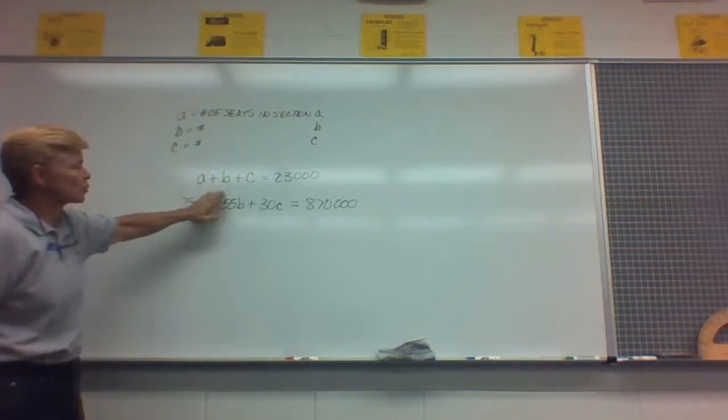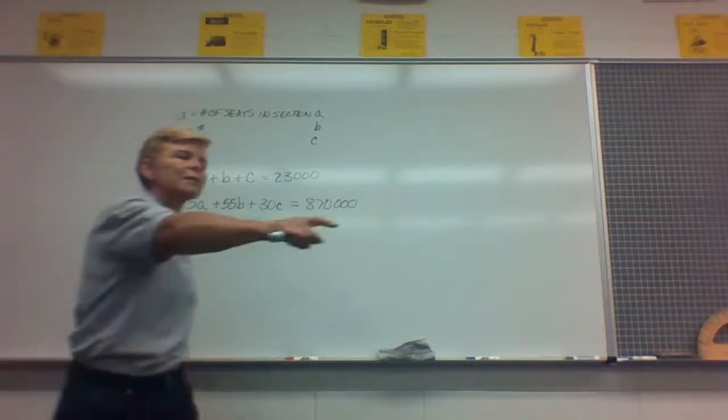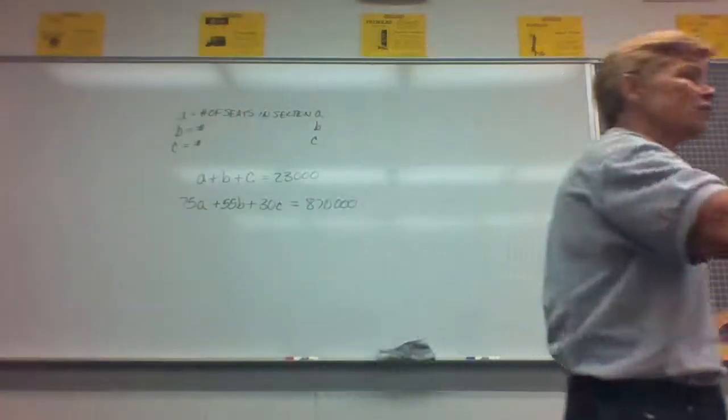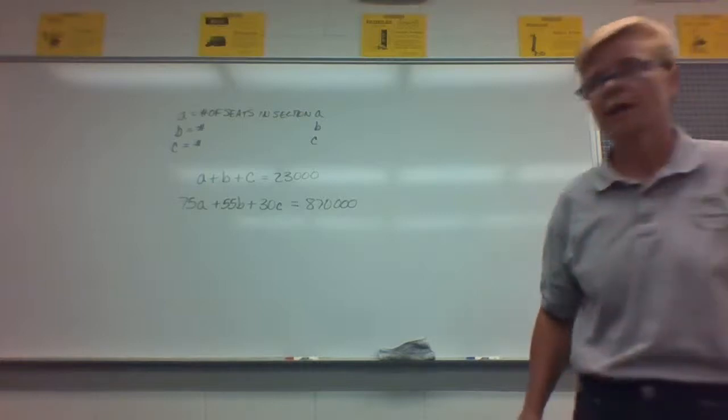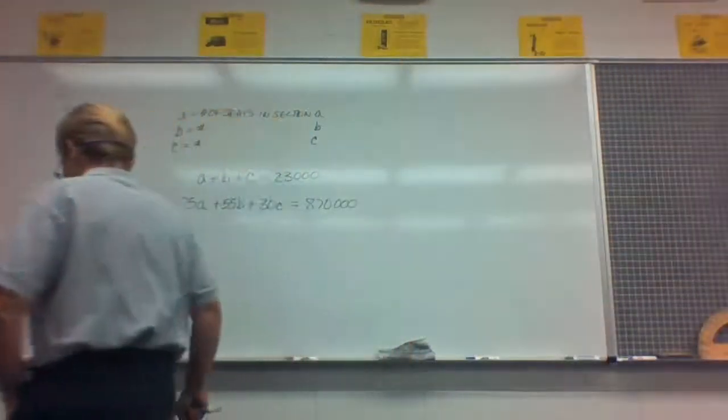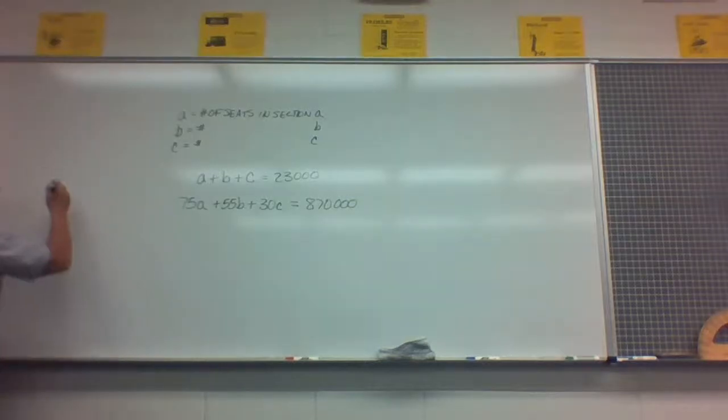If you have 3 variables, you have to have 3 equations. That's where that middle sentence comes in that you have to be really careful with and translate very carefully. That middle one said, there are 3 times as many seats in B as in A. How can I relate those two? 3 times as many seats in B as in A. How can I write that equation? 3 times A equals B.